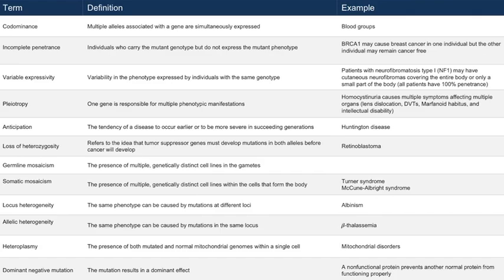Genetics. This table is by no means a list of all the terms you need to know, but it's a great starting point and includes some of the highest yield terms to be familiar with for Step 1. Throughout this video, we'll go through each term and I'll provide examples to help solidify the information. Okay, let's start with codominance.